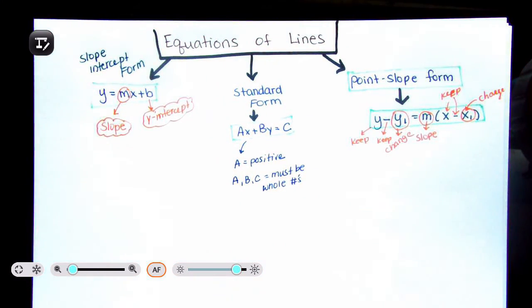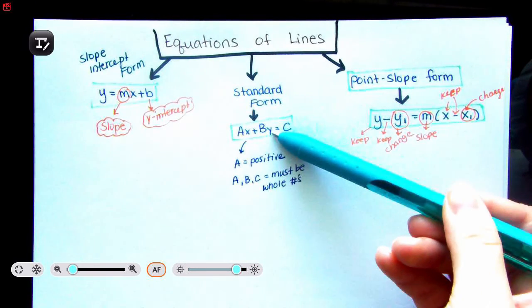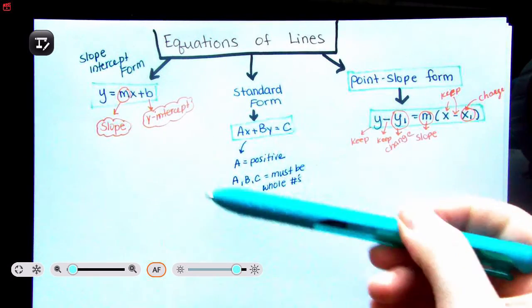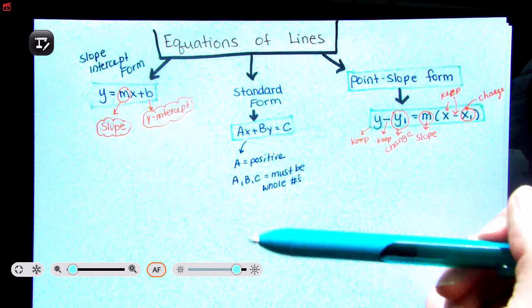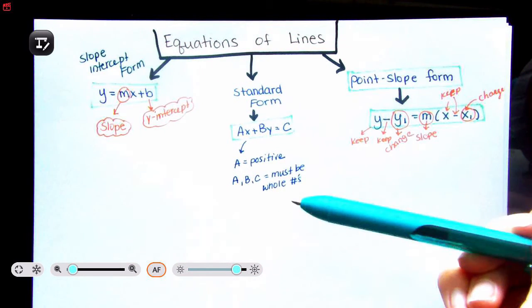Why are we talking about the equations of lines? When you're looking at perpendicular and parallel lines, most of the time you're going to be looking at those lines and comparing the slope. If you have an equation of a line in slope-intercept form, then you already know the slope. You don't have to do anything. If you have an equation in standard form, then you don't automatically know your slope, so you have to figure that out.